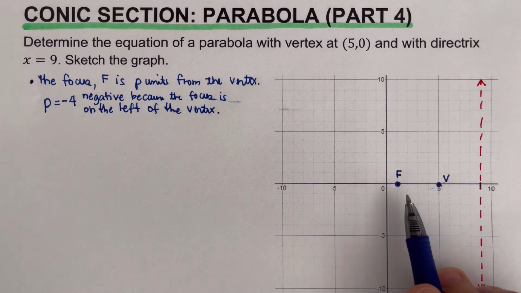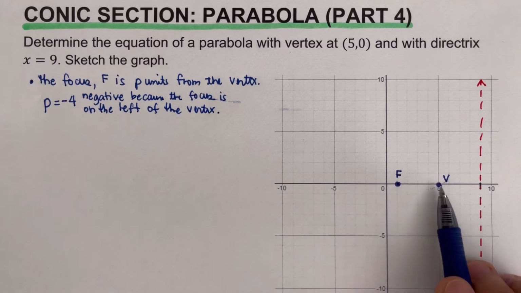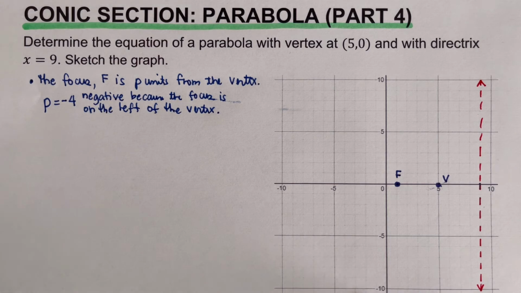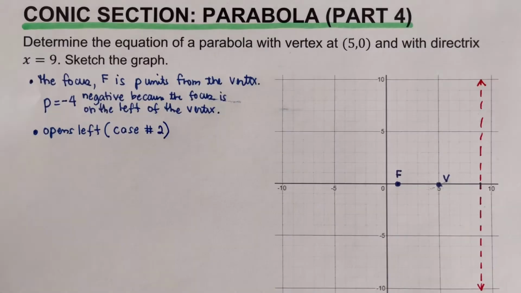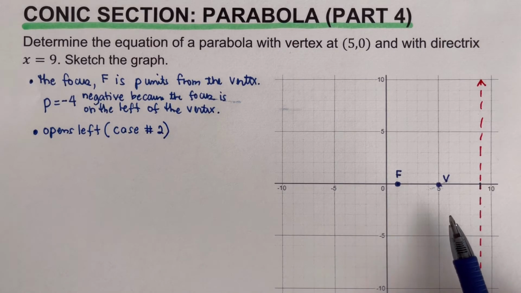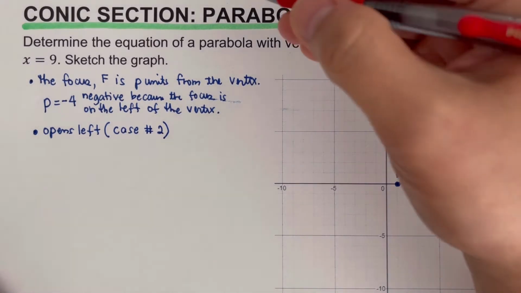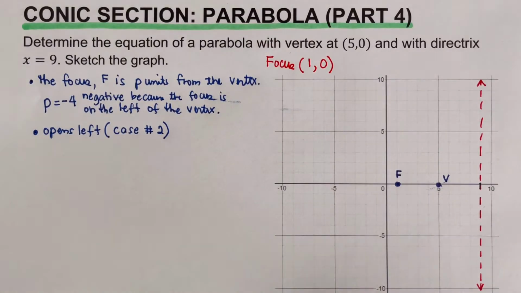Since our focus is to the left of the vertex, we can go ahead and say that this parabola is going to open to the left. So I'm going to write that down here. Since this opens to the left, we can go ahead and say that this is an example of case number 2. By the way, I can go ahead and write the coordinate of the focus up here. So our focus is at (1, 0).